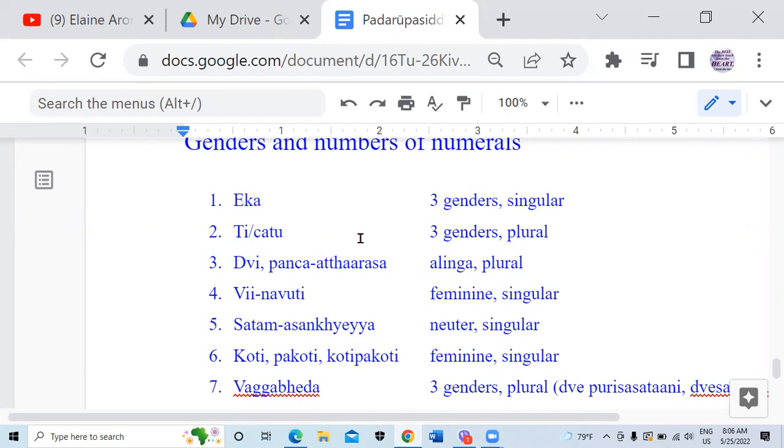So three genders, different, plural. And then from Panca to Atthārasa, Panca, Cha, Satta, Attha, up to eighteen, they have no three genders and no plural. Dve, okay, that is the Panca. So for three genders, the same declension. And the Panca to Atthārasa also like this.